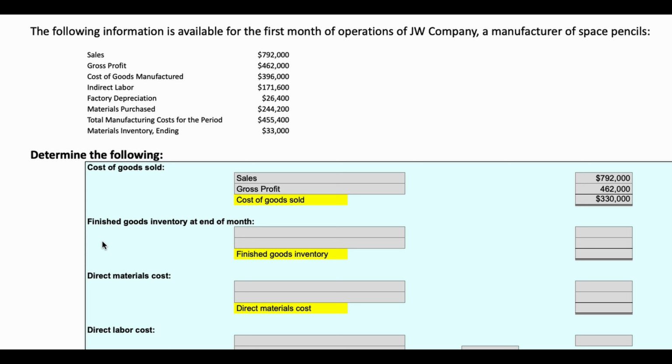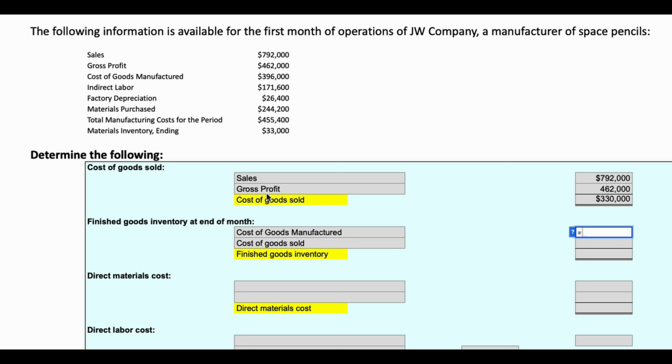The next one we're going to move on to is finished goods inventory at the end of the month. Now, there's something important for this one that's allowing us to kind of take a shortcut here. The problem is letting us know that this is the first month of operations of JW Company, meaning that there is no beginning inventory. So we can just assume the beginning inventory is 0. But given the information we have here, we know that we have our cost of goods manufactured. Those would be transferred into finished goods. And then the cost of goods sold reflect the items that were transferred out of finished goods inventory.